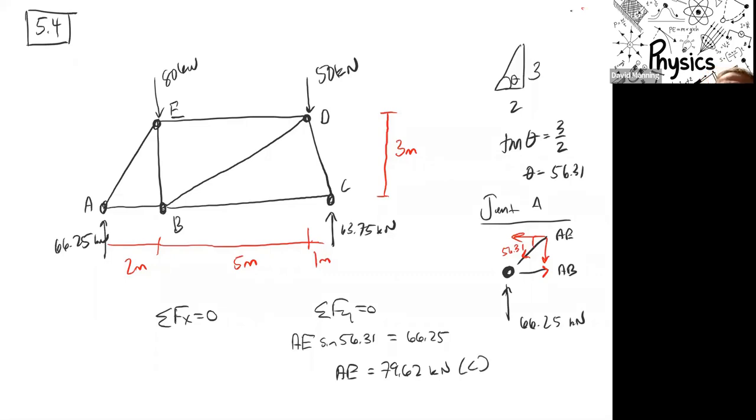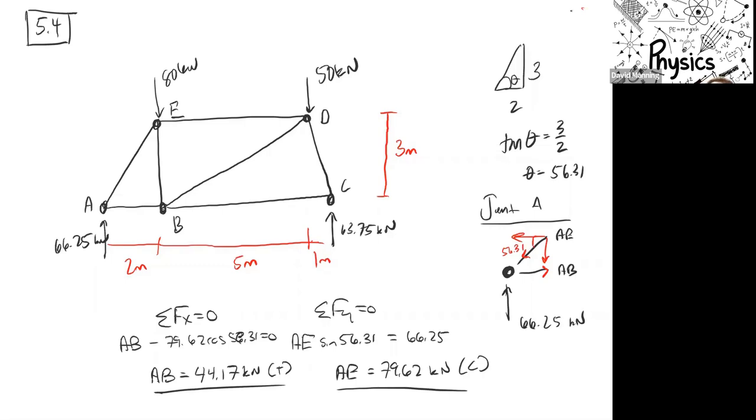And then in the X direction, AB minus 79.62 cosine of 56.31 equals 0. AB equals 44.17 kilonewtons, and that's tension. So we have AB, it's 44.17, and AE is compression, and it's 79.62. Now you can't go to joint B next. Remember, we said you have to have 2 unknowns or less. So you can either go to C or up to E.